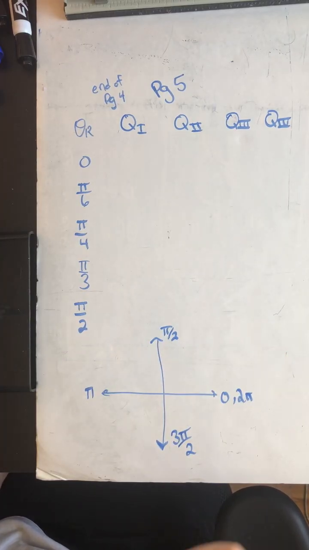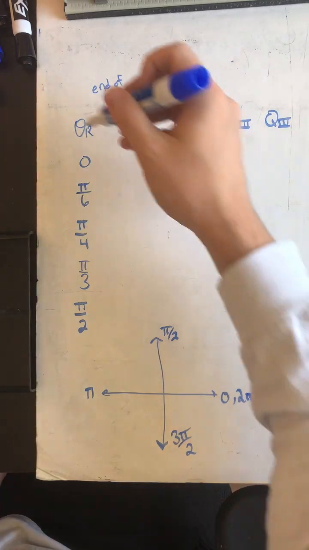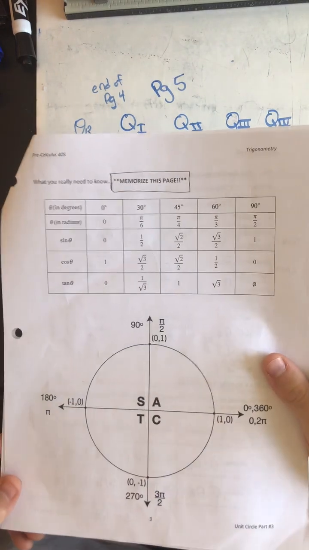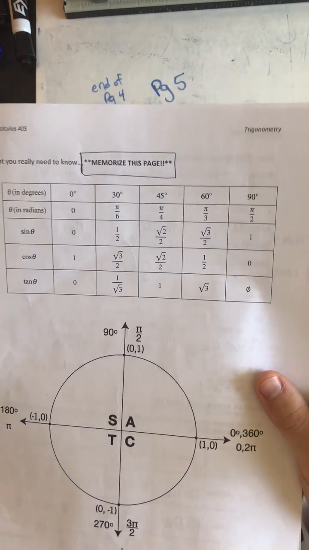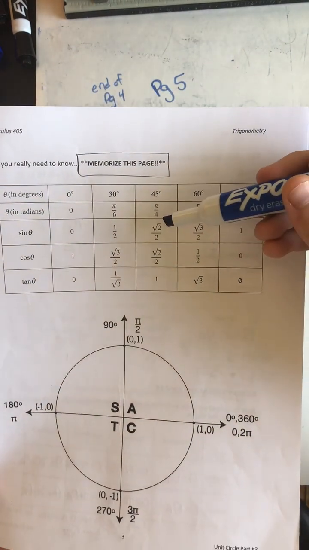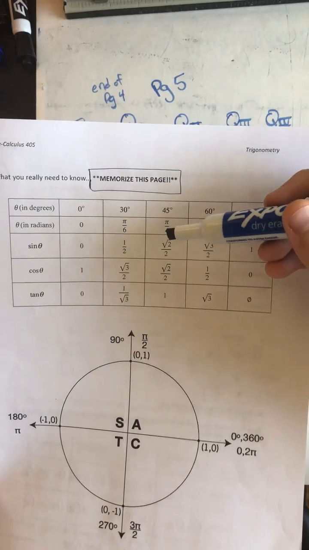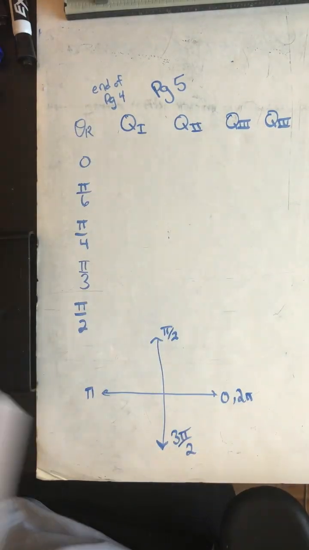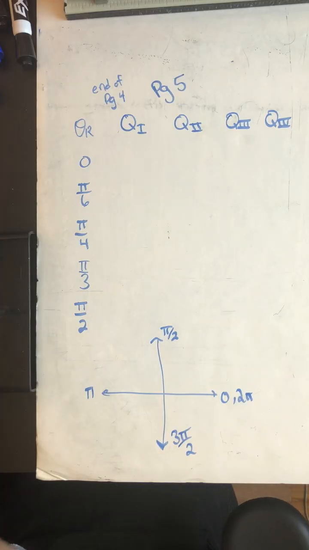The reference angle is super important because whatever the reference angle is equal to, it's going to allow us to go back to this page I mentioned and figure out where it is on the table. So if I figure out the reference angle is pi over 4 for cosine, then I know my exact value is root 2 over 2. So that is really important in terms of knowing the reference angle.